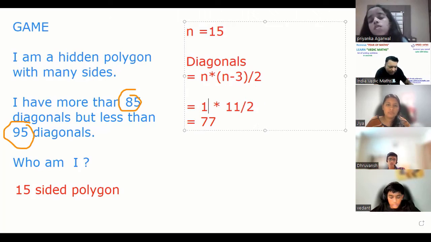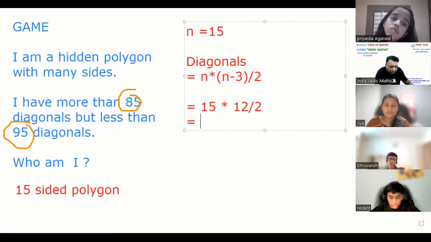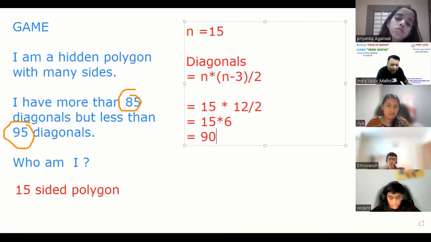So Mayank will try with 15 now. So 15 हो जाएगा यहाँ पे. 15 minus 3 is 12. 15 times 12 by 2, 6, कितना आएगा? We got 90, right? We wanted between 85 to 95. So 90 is correct. Okay, sir. So you can say 15 is correct.